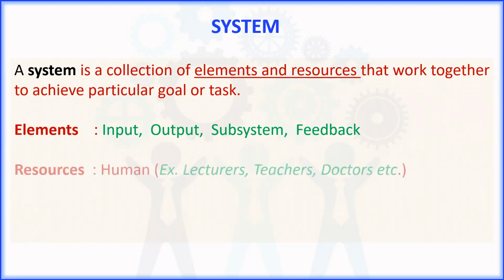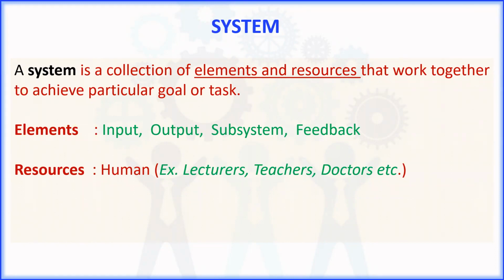Then resources. Resources may be human resources. In a system, normally many types of human resources. In a school system, for example, the human resources may be teachers. In the university, lecturers. In a hospital, doctors. In that way, school is the system. To work with the system, they need teachers, human resources.